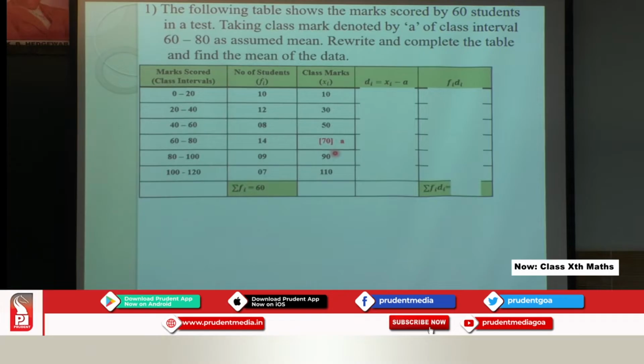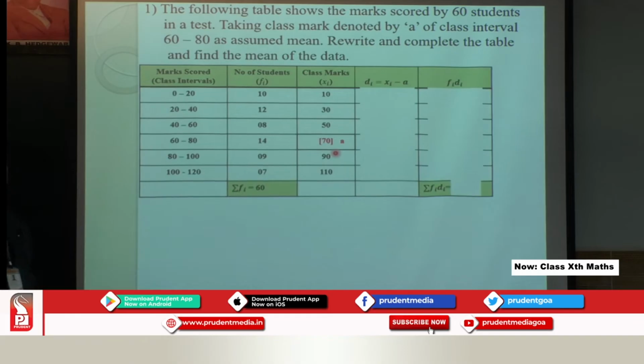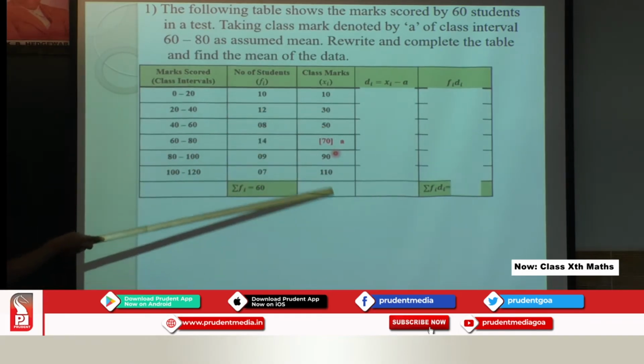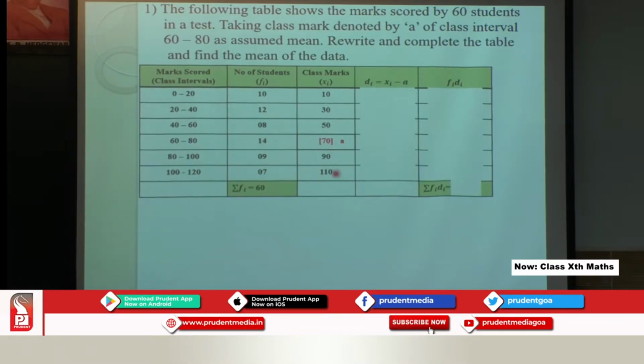Now what is the next step? The next step is finding the deviation, di. Di is given as what? Xi minus a. All these numbers are your xi, and one of those numbers is your a. So let us subtract the numbers.